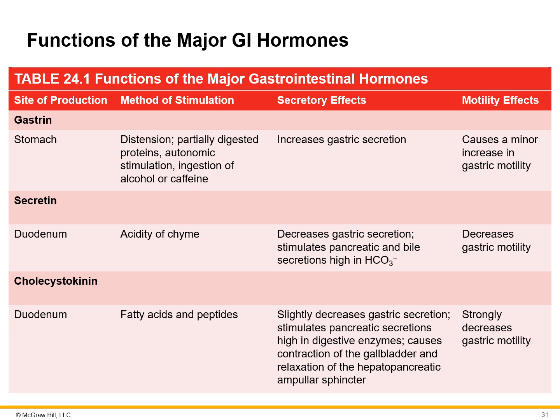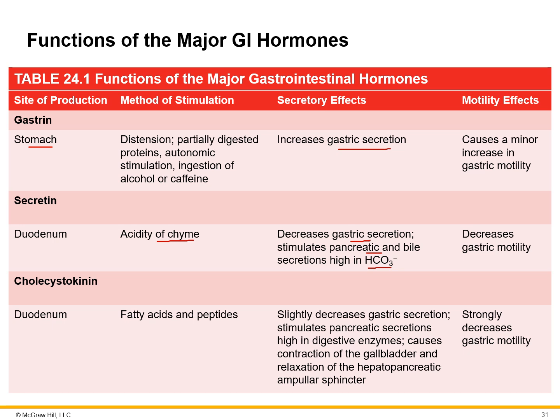So if we look at some of the different hormones that get released, gastrin gets released by the stomach and is going to increase gastric secretion. So again, releasing more hydrochloric acid, more mucus, more pepsinogen, and more of those hormones. Secretin gets released by the duodenum. The acidity of chyme is what's going to stimulate that, but it's going to decrease those secretions and stimulate the pancreas and bile secretions that are high in bicarbonate to help neutralize that acidity.